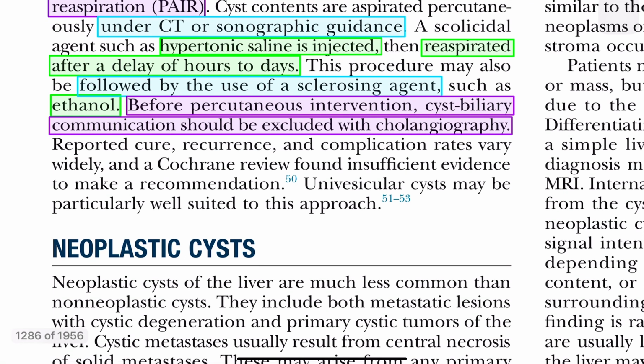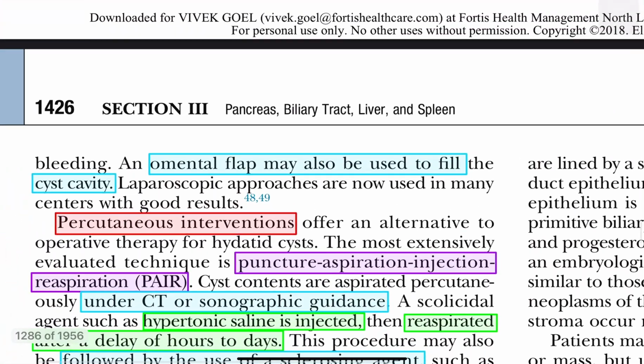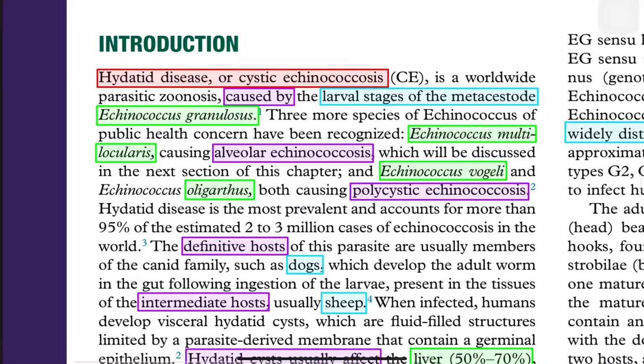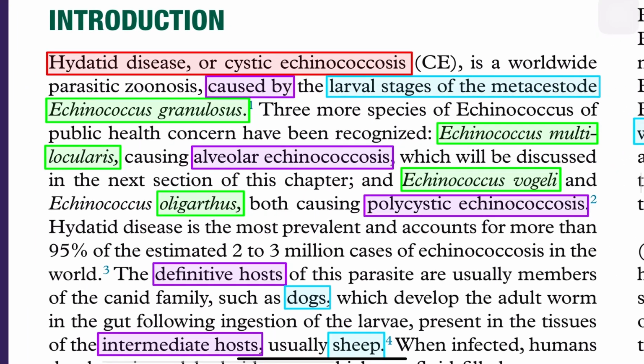So before doing PAIR, you should rule out cystobiliary communication by doing cholangiography, that is MRCP. Let's see what Blumgart has given. Blumgart is very nice, so we'll take a bit of time.